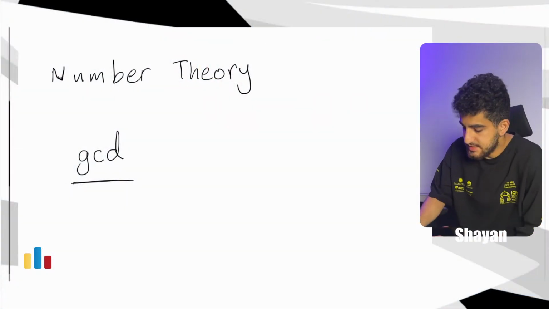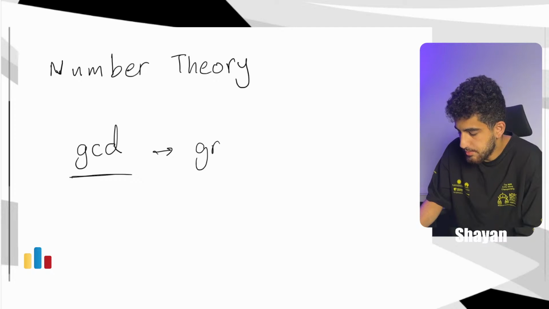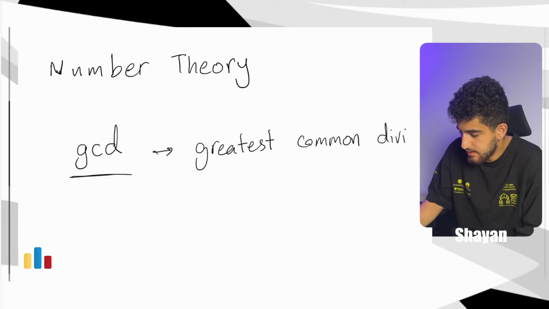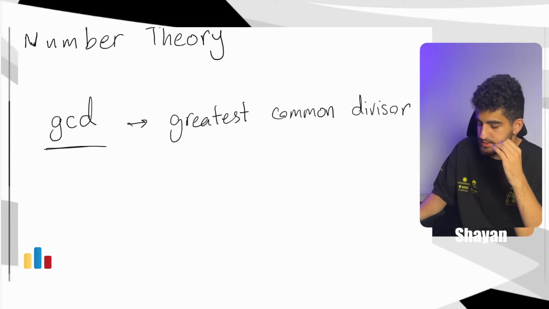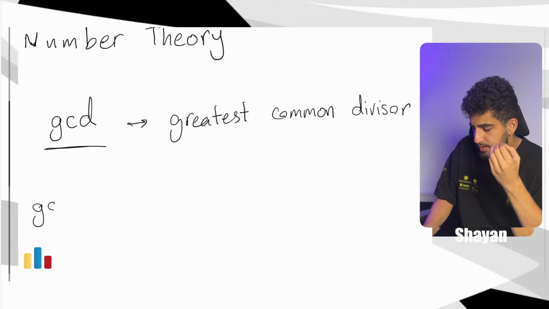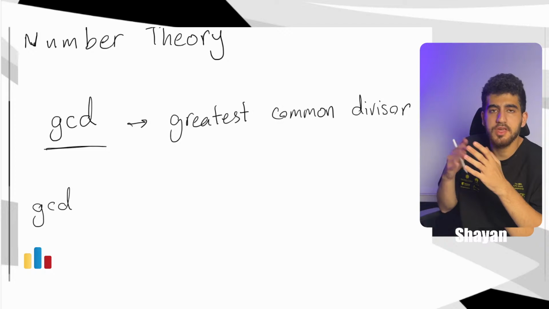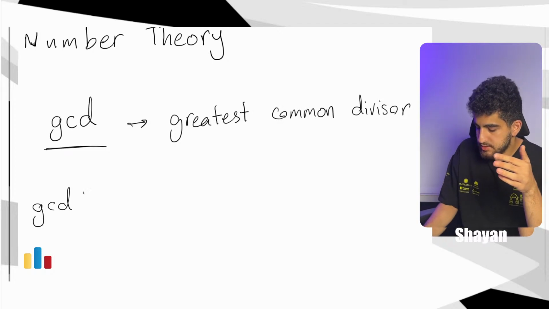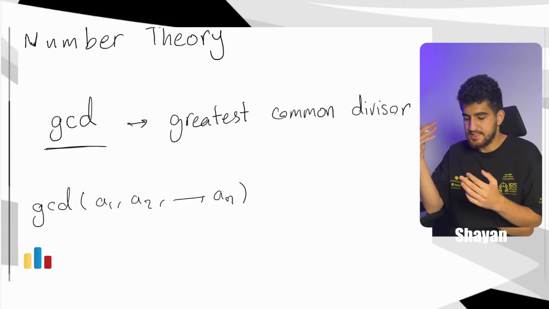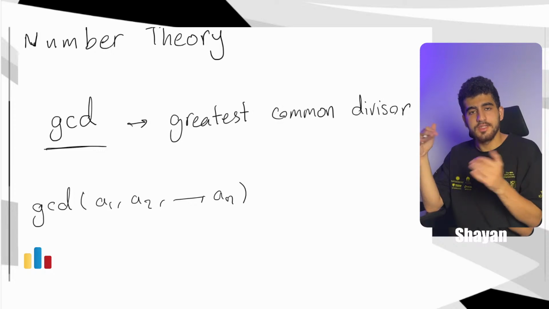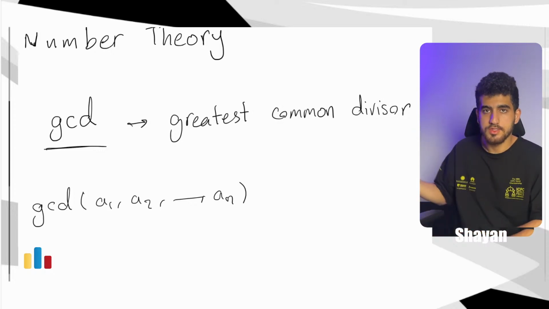So GCD is greatest common divisor. It means that it is the greatest number that divides several numbers. Most of the time we give GCD only two numbers, but you can also give it more than two numbers. To the GCD function you can give n numbers as well, and the answer is gonna be the greatest number that divides all these numbers. I mean, all these numbers are a multiple of that number.